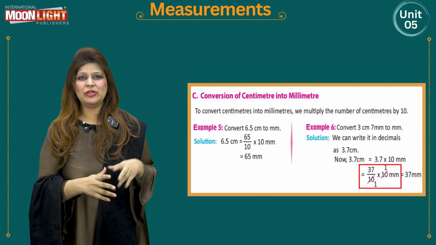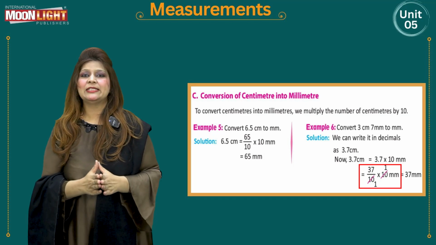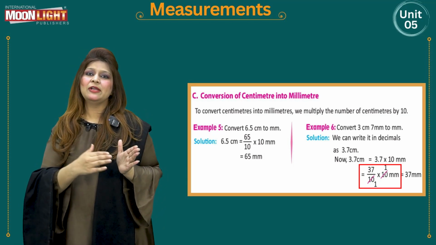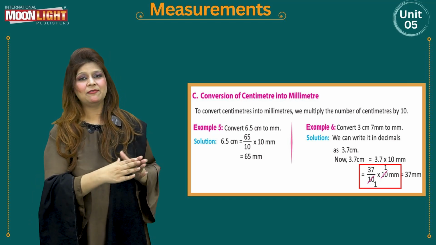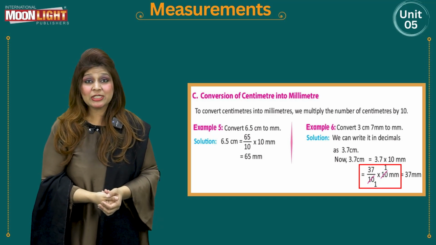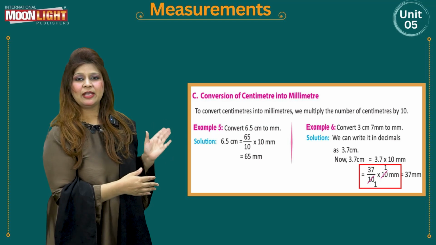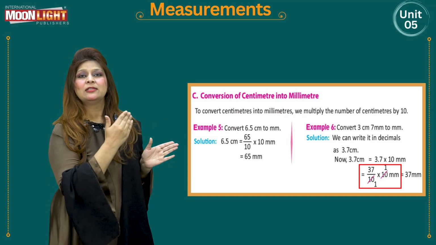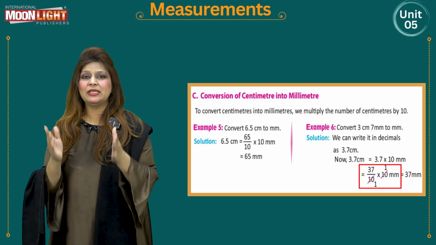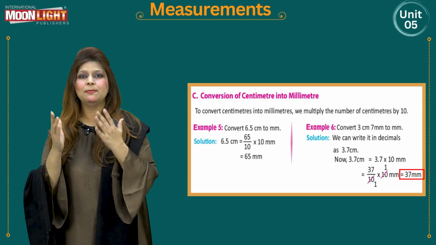So here we are going to have the number 3.7 centimeter. Now 3.7 centimeter is equal to what? 37 by 10, because what I have done is convert this into a fraction and then multiply it by 10. And here we have 10 ones are 10, 10 ones are 10. 37 ones are 37, which means I have my final answer, which is 37 millimeter.